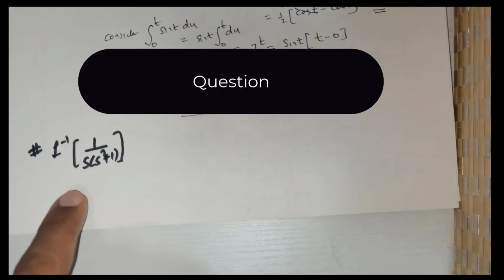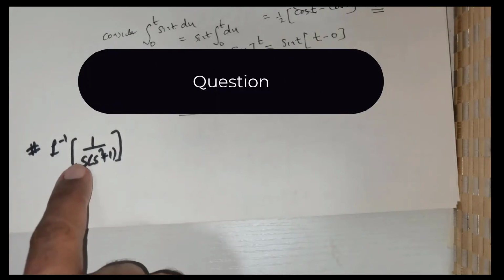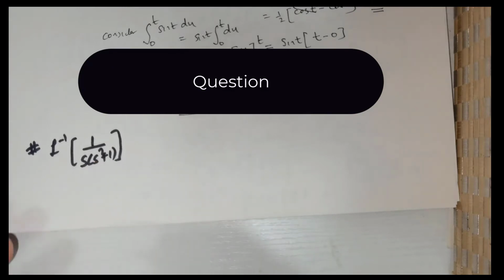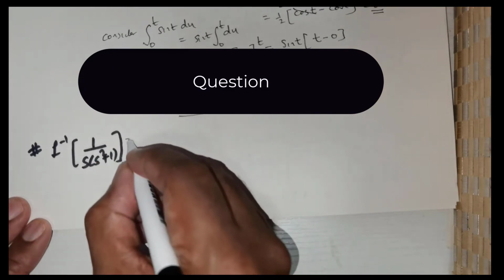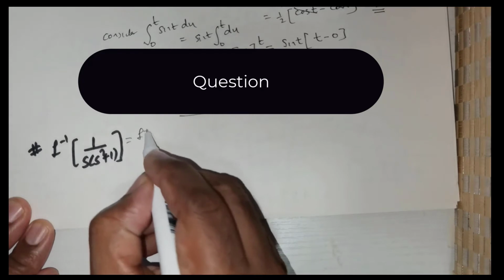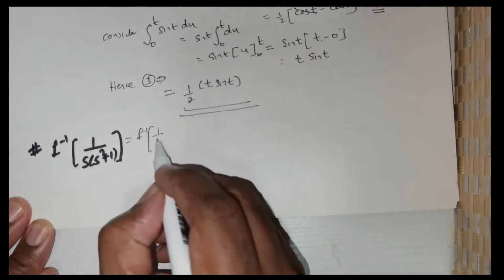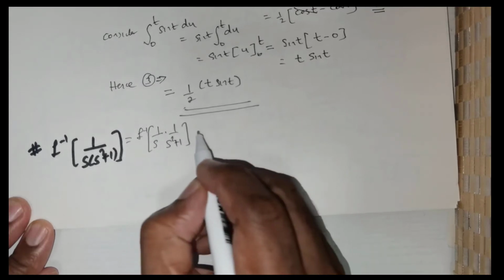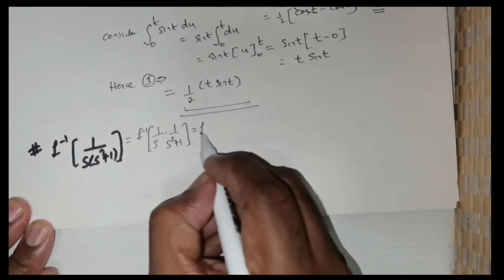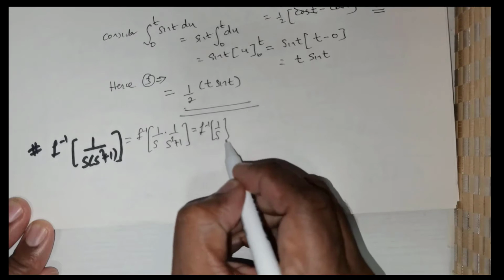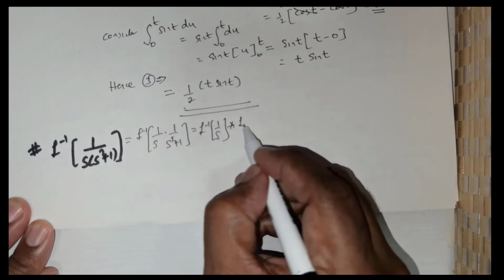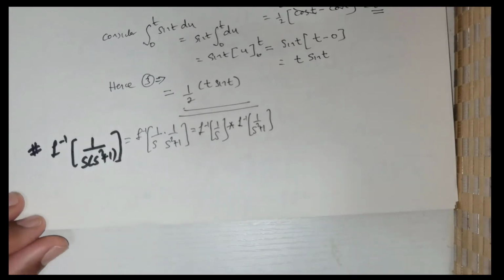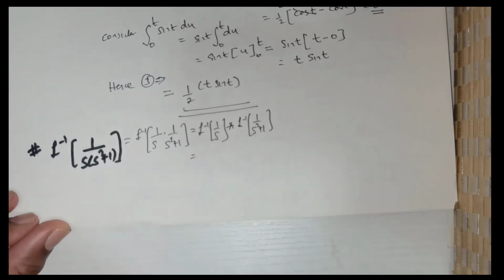Students, we have given a very simple question to find the Laplace inverse of 1 over s times (s squared positive 1). Now I would be using convolution to solve this, so I would rewrite this as 1 over s times 1 over s squared positive 1. Then I will rewrite it as L inverse of 1 over s asterisk L inverse of 1 over s squared positive 1. I am actually performing the convolution.